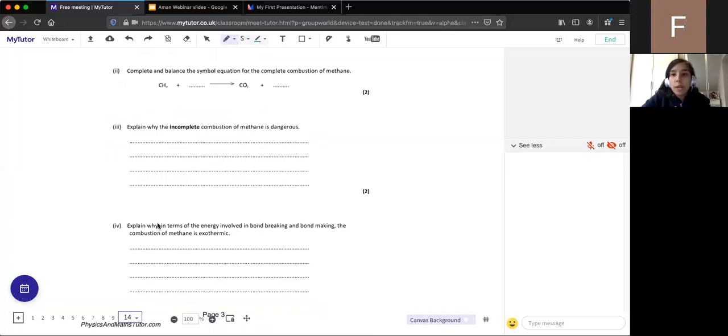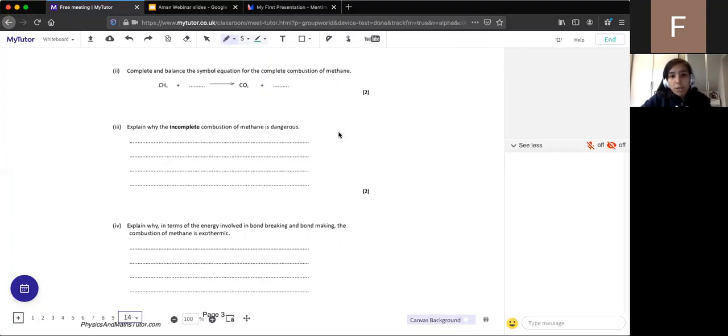Explain why the incomplete combustion of methane is dangerous. So it's our last question for today then. Why is the incomplete combustion of methane dangerous? I talked to you about this question when we were doing this part of today. So why is it dangerous? Does anyone remember?